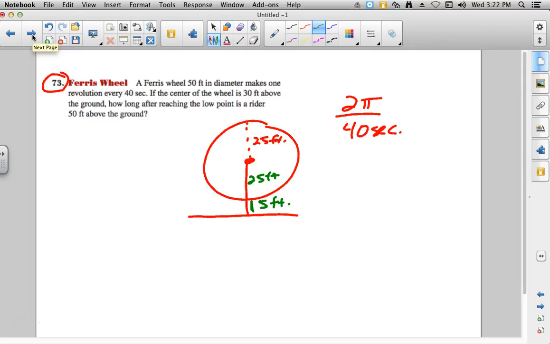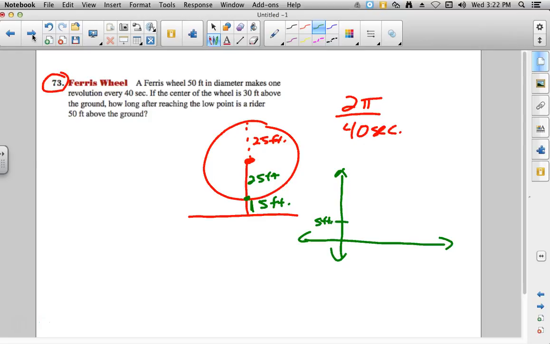How long after reaching the low point is the rider 50 feet above the ground? All right, so let's take a look at what would happen if we roll out this Ferris wheel. So you get on the ride and you're down there at 5 feet above the ground.